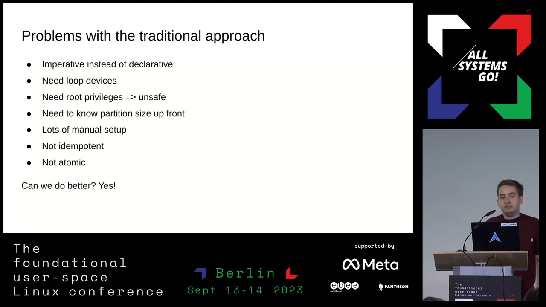It's not idempotent, so if you're operating on a real block device and you run your script twice, it's usually not built to deal with that, so you're probably going to end up destroying something. And it is not atomic, so if it fails halfway through, you could end up in an inconsistent or weird state. So can we do better than this?